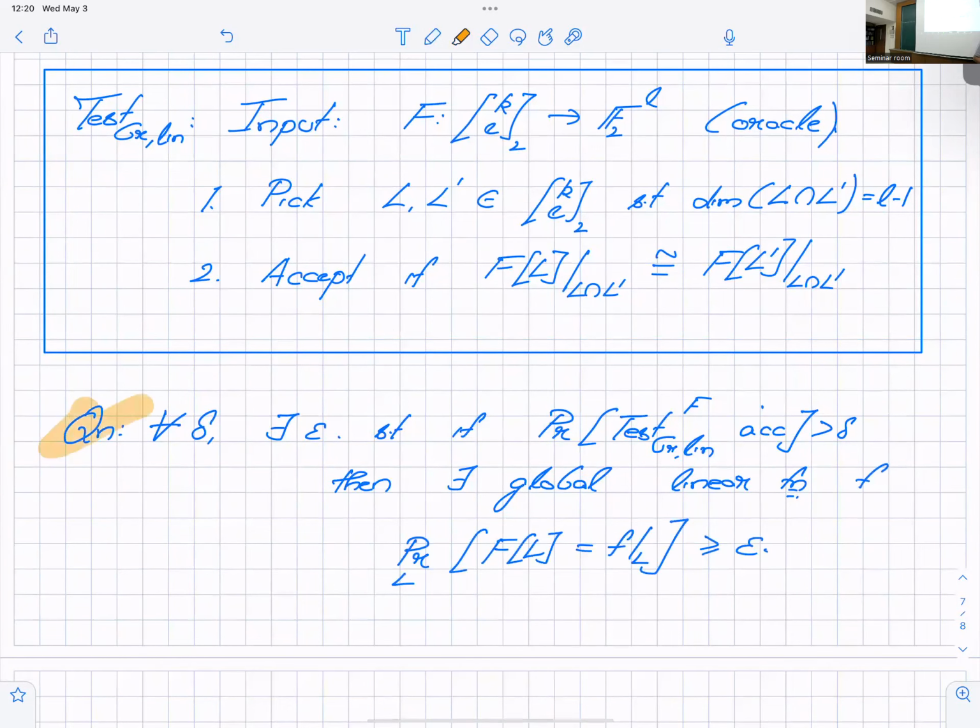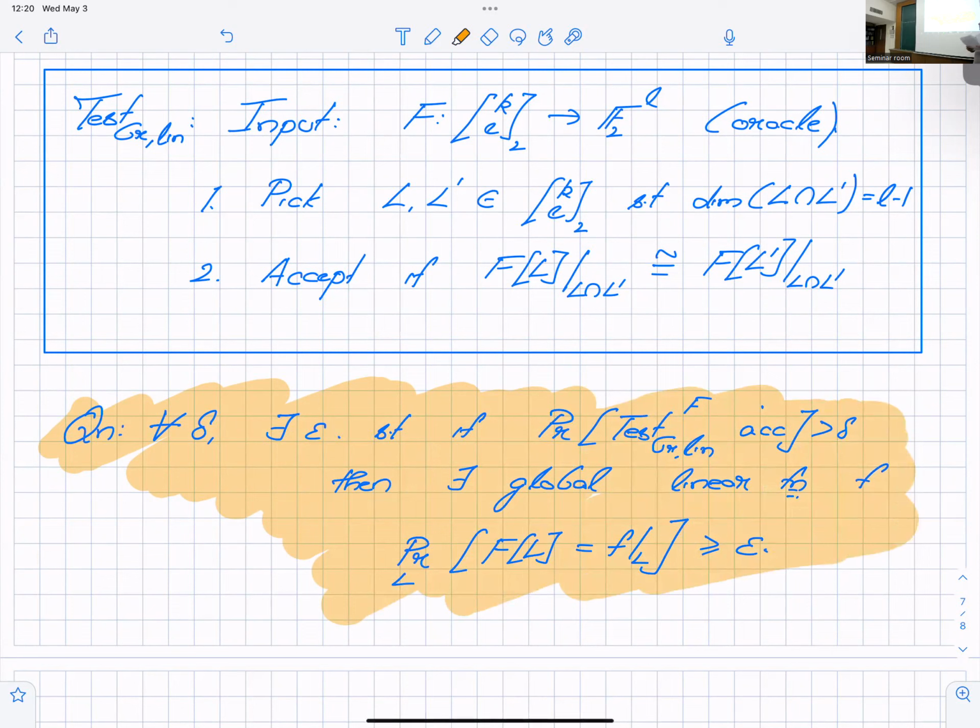I want to ask, is this true? And more importantly, how am I going to state the parameters? This epsilon and delta should be fixed constants, but for all L and K this holds. The order of this one should go this way. That's the order I want to do.